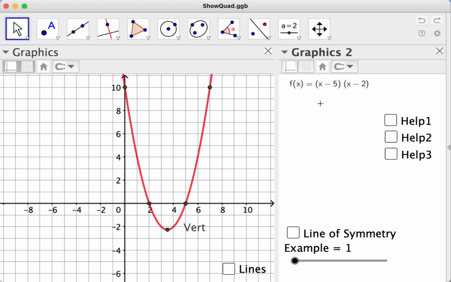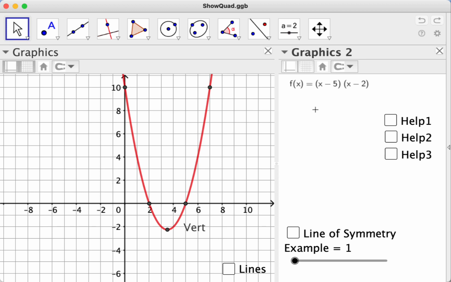We said that when we take two expressions of the type, in this case, x minus 5 times x minus 2, and we say that's going to be equal to f of x, what we end up with is this curve here that's called a parabola. And so let's just take a look at a couple elements of that.